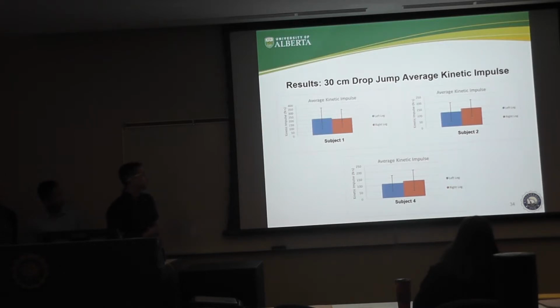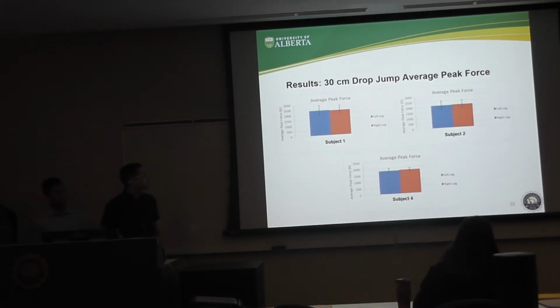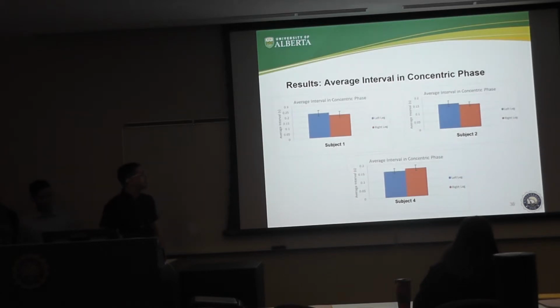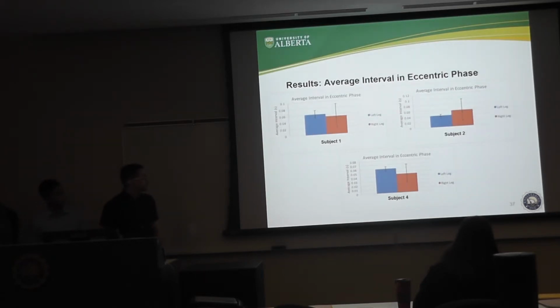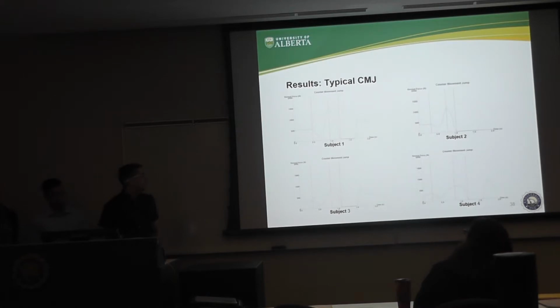So we looked at the kinetic impulse, and we tried to see if there is a difference between the 2 limbs, the left and right limb. We did this again for the average peak force. We looked at the average interval in the concentric phase and the eccentric phase. And then we looked at the counter movement jump, which had the 4 subjects.